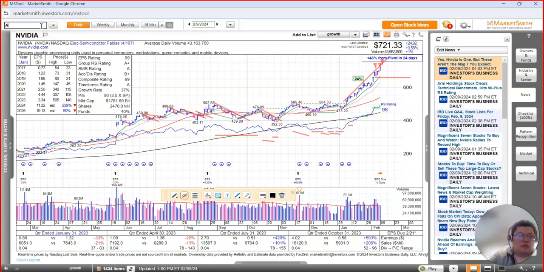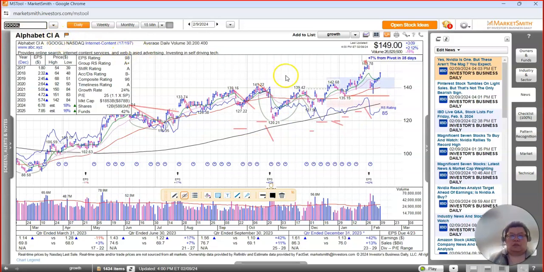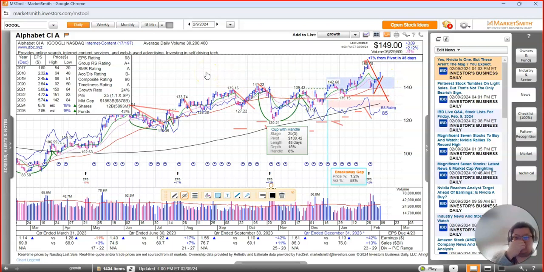Let's look at Google. After the earnings, you can see it dropped, and now it's coming back up. Friday actually went back up. It broke the downtrend and came back up above the 10-day. So looking okay.